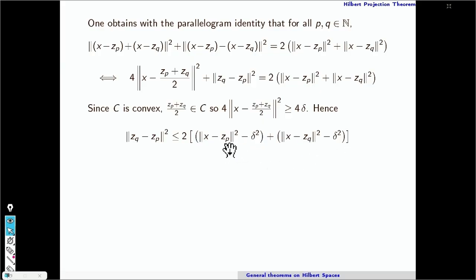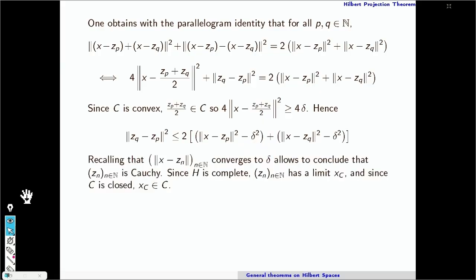So for all epsilon, there exists a n such that for p and q greater than n, this is smaller than epsilon, this is smaller than epsilon. So it means that this sequence is Cauchy. And because H is complete, a Cauchy sequence has a limit, and since C is closed, the limit is in C.